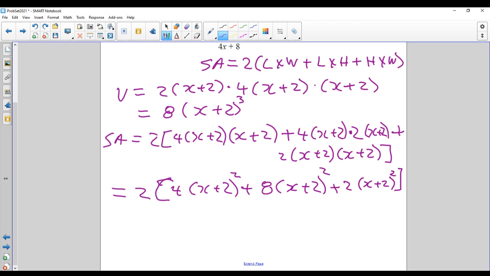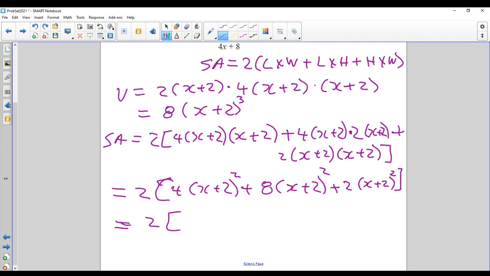That means they're like terms. It's like saying 4x and 5x and 9x. So how many x plus 2 squareds do I actually have then, is the question. When I add all those x plus 2 squareds up, what do I actually have? How many x plus 2 squares? Yes, go ahead. 7.